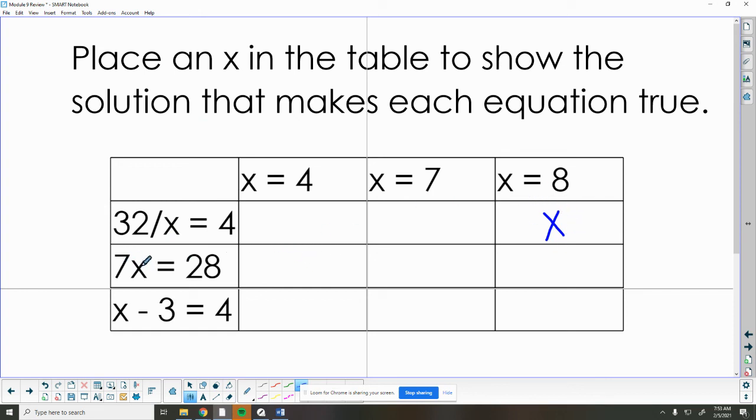So here, let's try 7 times 4, 28, right? Or I could just undo it. Divide by 7, divide by 7. 28 divided by 7 is 4. So that first one we tried was the right answer. Let's just double check, right? 7 times 7 is 49. 7 times 8 is 56. So the only one that is true is X equals 4.